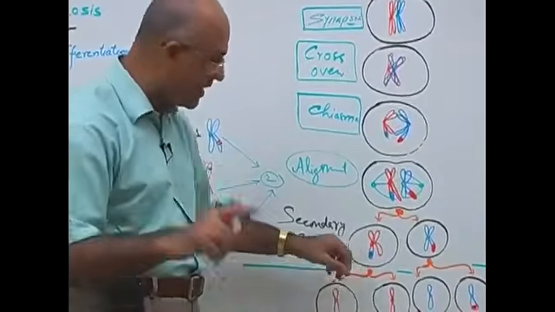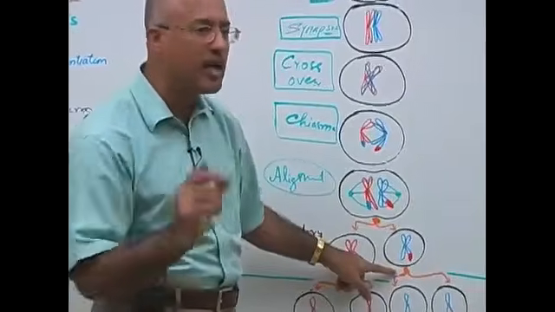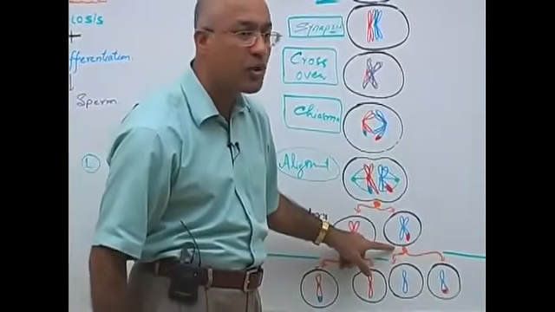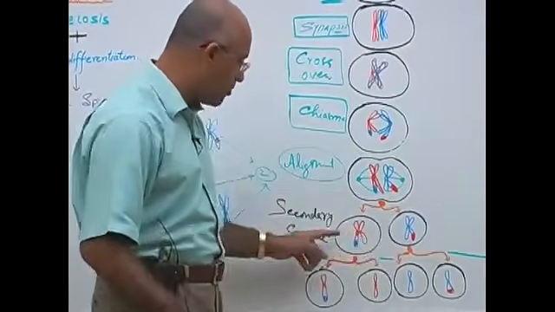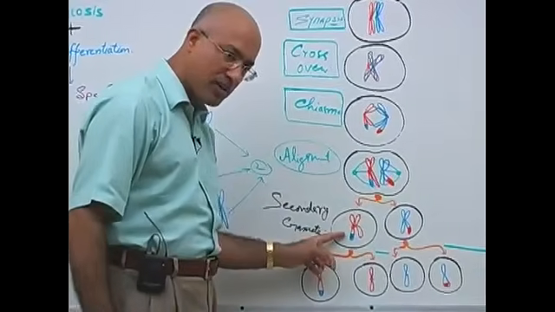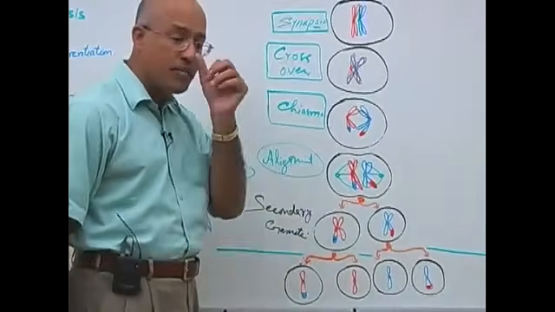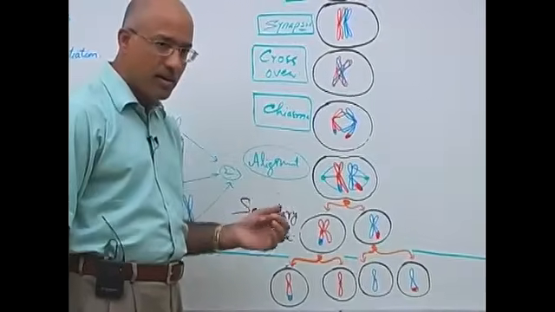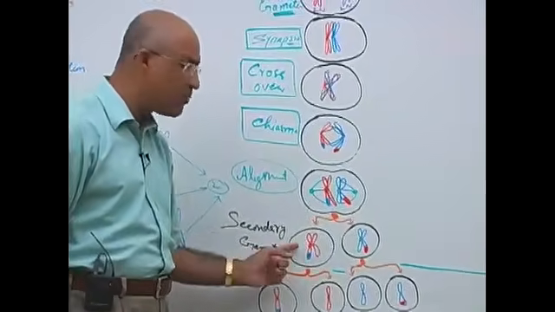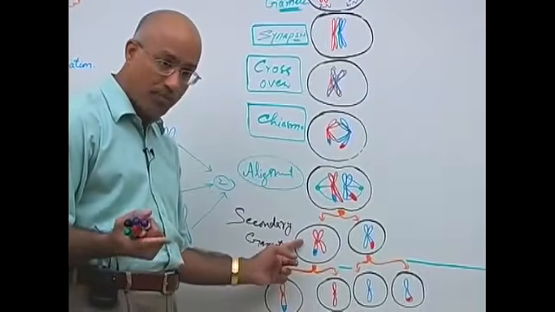But in the case of the female, one cell will become the secondary oocyte and the other daughter cell will get very little cytoplasm. So the other daughter cell is called the first polar body. In males, both of them will be called secondary spermatocytes, secondary gametes. But in females, there are two cells which result as secondary gametes. The one cell which gets almost all the cytoplasm is the secondary ovum.